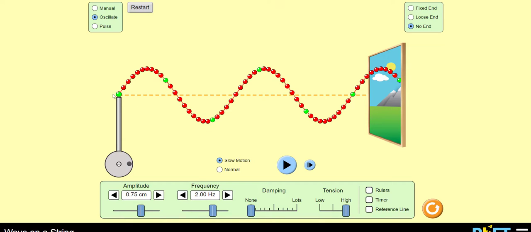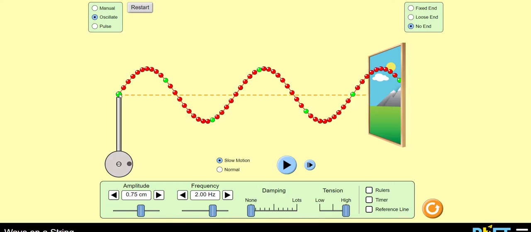Alright, so clearly to work this out, we're going to have to work out the time period, right? And that's easy. We just take the frequency, which is 2 Hz, and do 1 divided by 2 to get the time period, so 0.5 seconds. So that's the time taken for this green particle to perform one whole cycle.